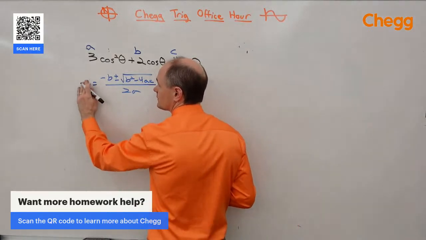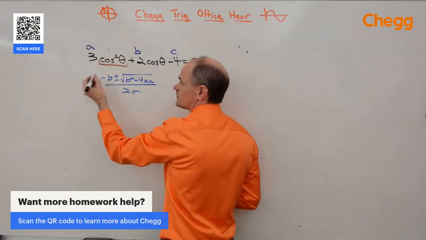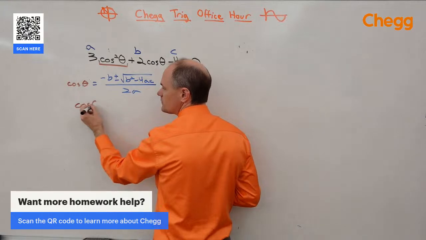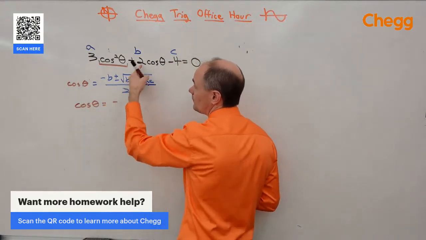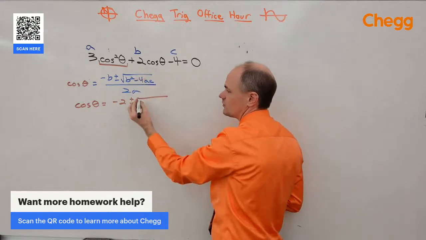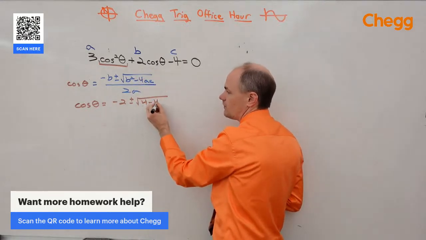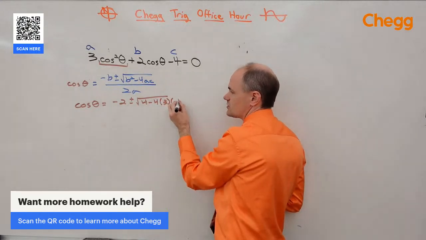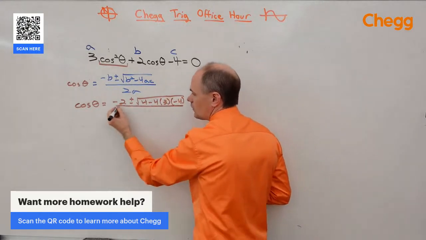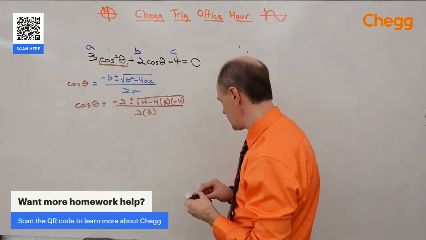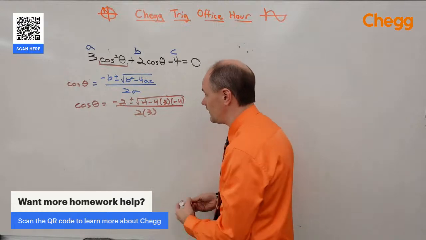Actually it's not x, it's the cosine. So the cosine of our angle is equal to the opposite of b, which is -2, plus or minus the square root of b squared. 2 squared is 4, minus 4 times a, which is 3, times c, which is -4, all over 2 times a, which is 3. And then it's just a matter of simplifying this.